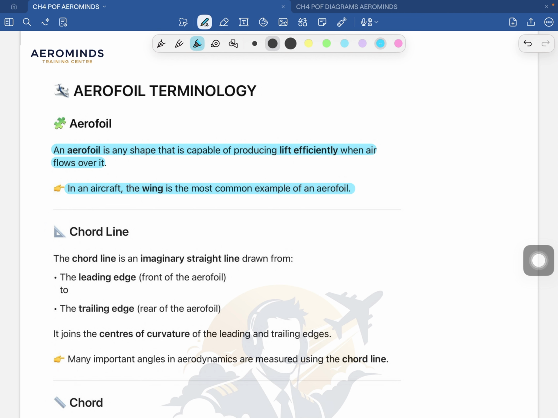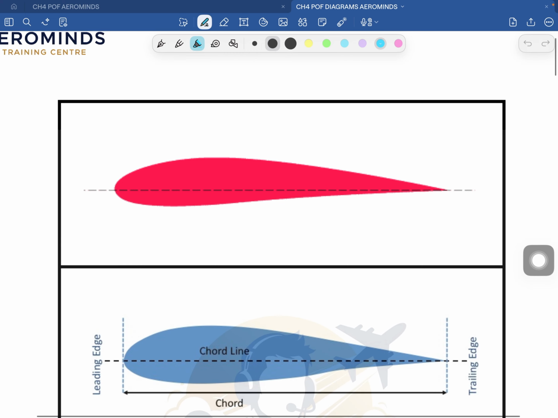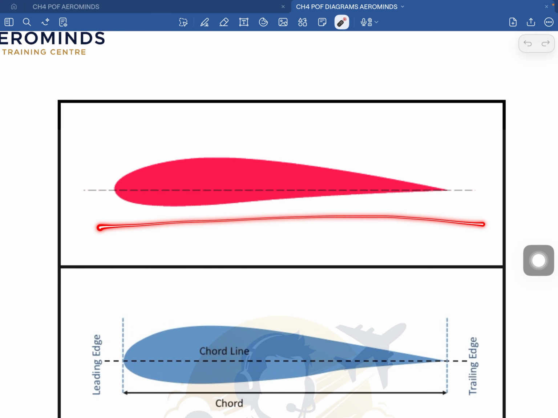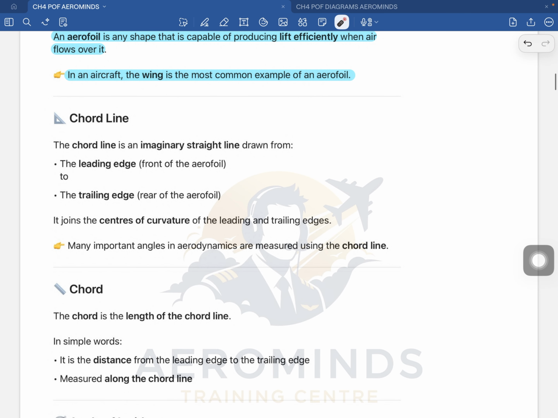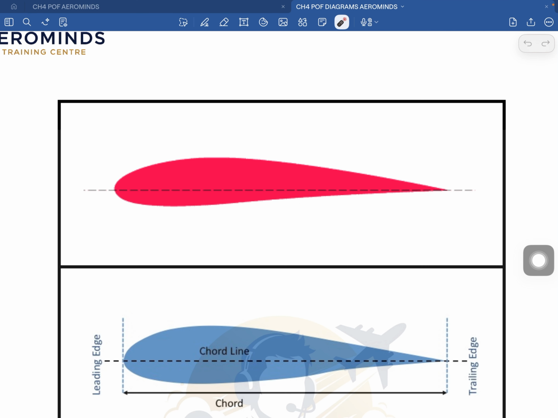Now, I'm going to show the image of an aerofoil to you. So, this red image is how an aerofoil looks like. Okay, it looks like an eyebrow of a person, like this. Okay, now we'll move to the chord line. Okay, now the chord line is an imaginary straight line. Always remember, it is an imaginary straight line. Now, imaginary means that it does not physically exist. Okay, we draw it only for understanding and only for the measurement. Now, this imaginary straight line is drawn from the leading edge to the trailing edge of the aerofoil.